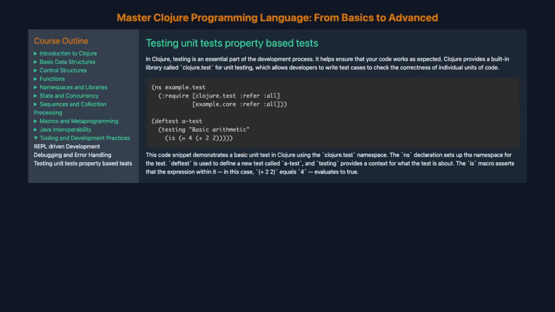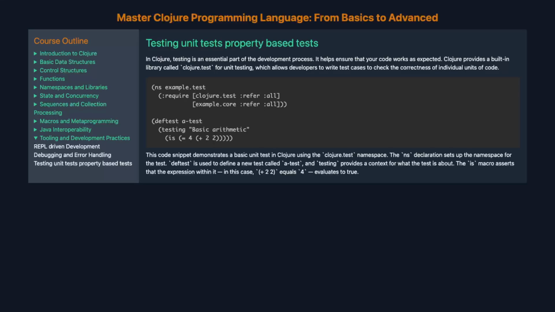Testing: unit tests, property-based tests. In Clojure, testing is an essential part of the development process. It helps ensure that your code works as expected. Clojure provides a built-in library called clojure.test for unit testing, which allows developers to write test cases to check the correctness of individual units of code.